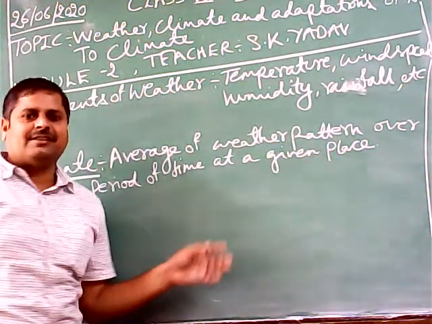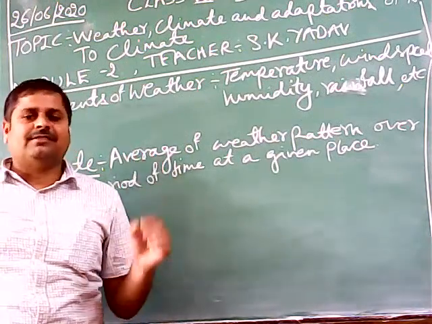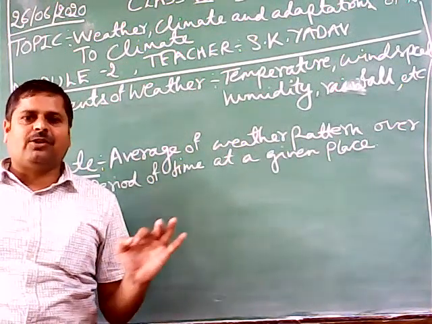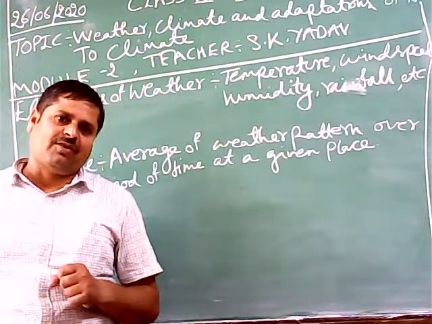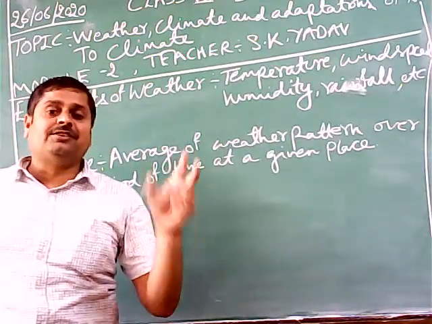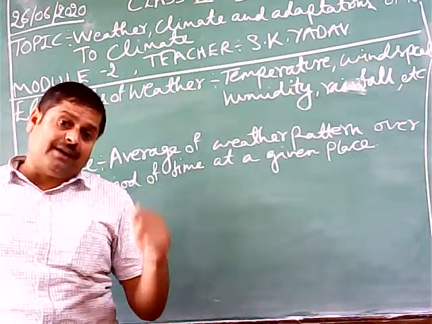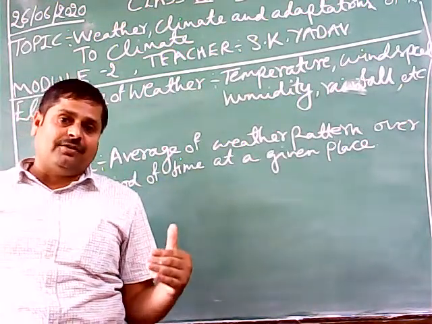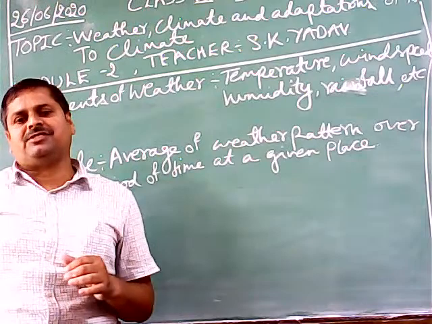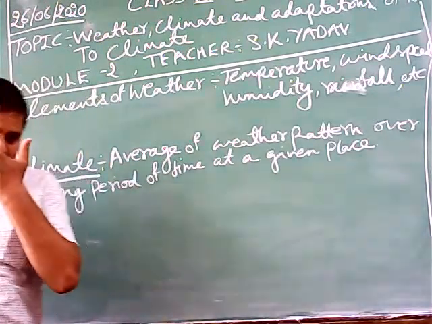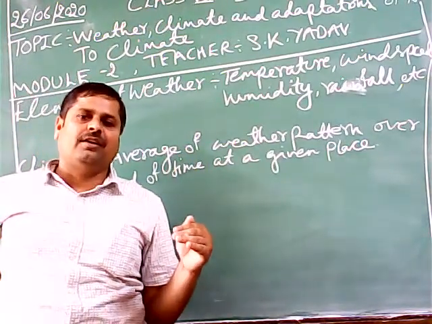For example, that day we discussed the climate of different regions of India. The climate of Rajasthan is hot and dry because for most of the year the temperature is high and the rainfall is not that high. On the other hand, in the northeast part of India, the temperature is high, but huge rainfall is also received by those areas. That is why the climate of northeast is hot and wet. And the climate of Jammu Kashmir, we discussed that day, is moderately hot. Okay.